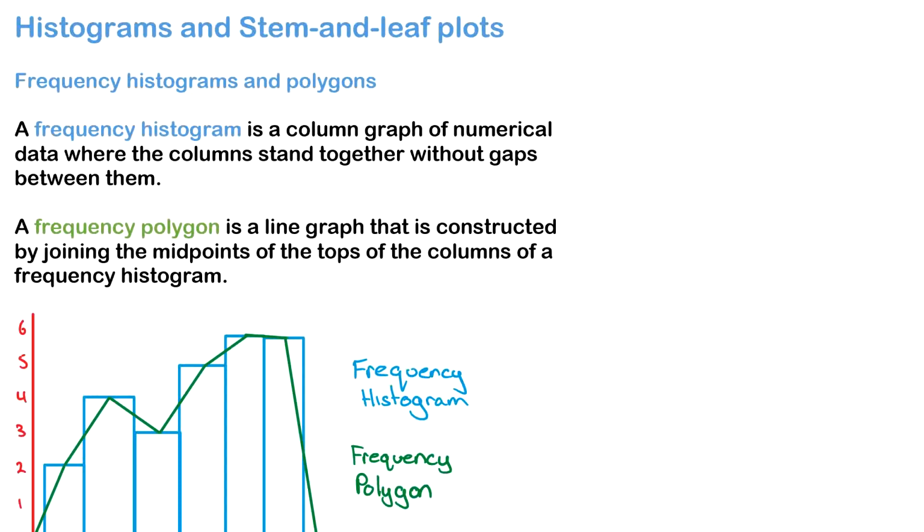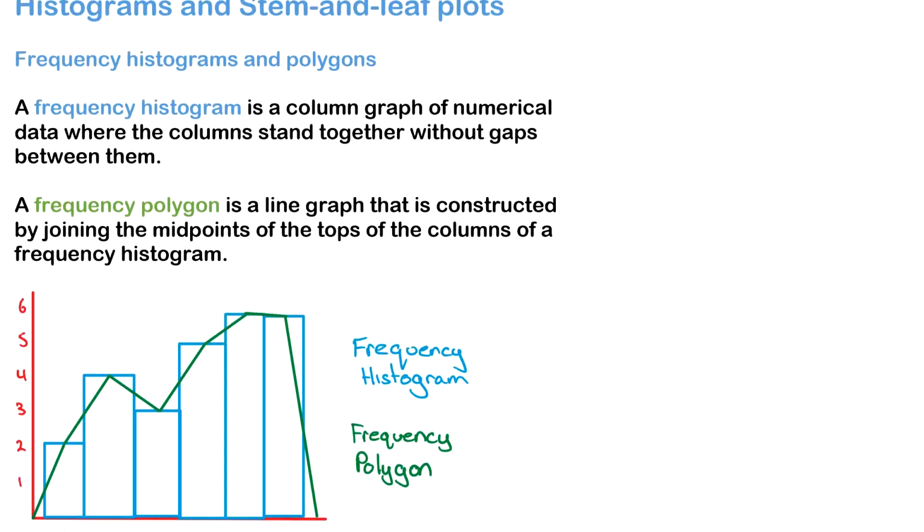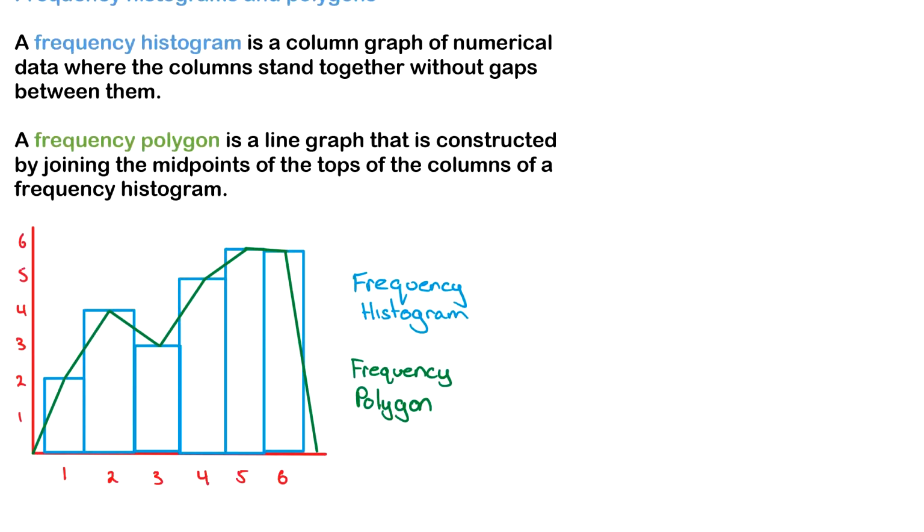In this video we're looking at histograms and stem and leaf plots. So the first thing we're going to look at is our frequency histograms and polygons. A frequency histogram is a column graph of numerical data where the columns stand together without gaps. You can see it in the diagram below, the blue rectangles. There's no gaps between them.